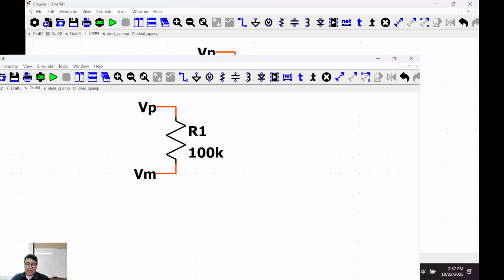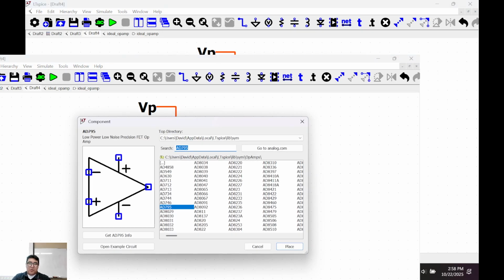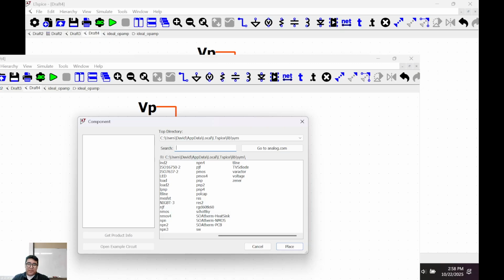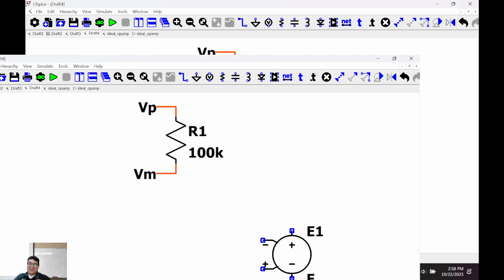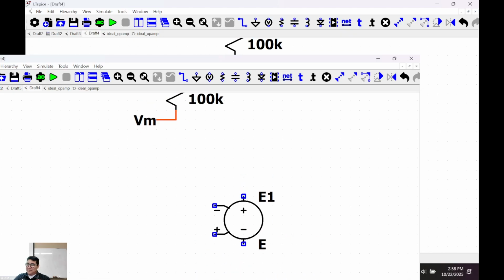And then I need a voltage controlled voltage source. That's gonna be called E for voltage, potential or something like that. Actually, no, that's what I'm calling it. Voltage dependent voltage source, but I'm gonna choose this one because I want it flipped. Minus is on the top. Doesn't matter, it's just a symbol, right? I'm gonna put this right here. Then I'm gonna put this right there. Connect, boom.